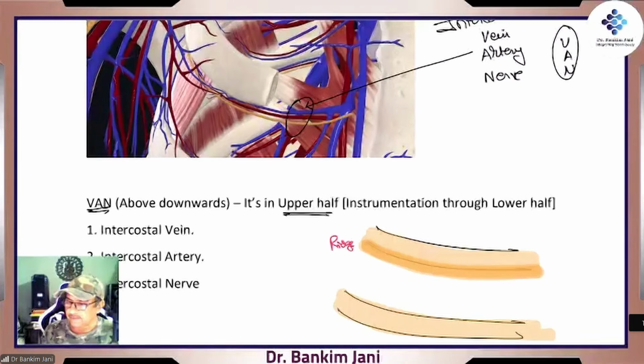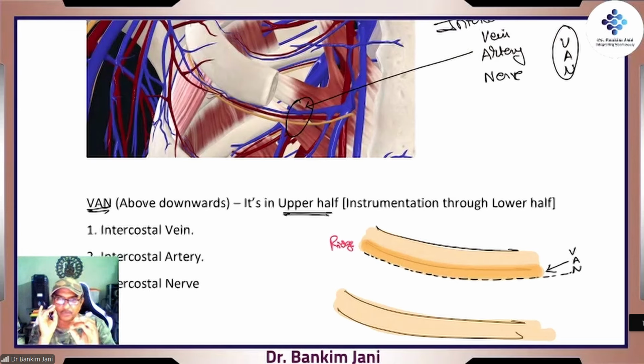So this is the area, right, where we will find vein, artery, and nerve. From the top: vein, then the artery, and then the nerve. So this means that the nerve would be passing through this point. Over here, this is where the nerve is passing.